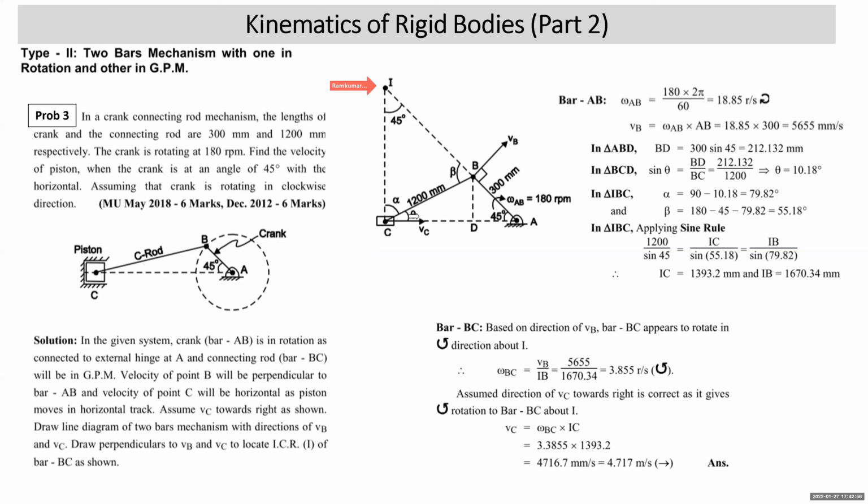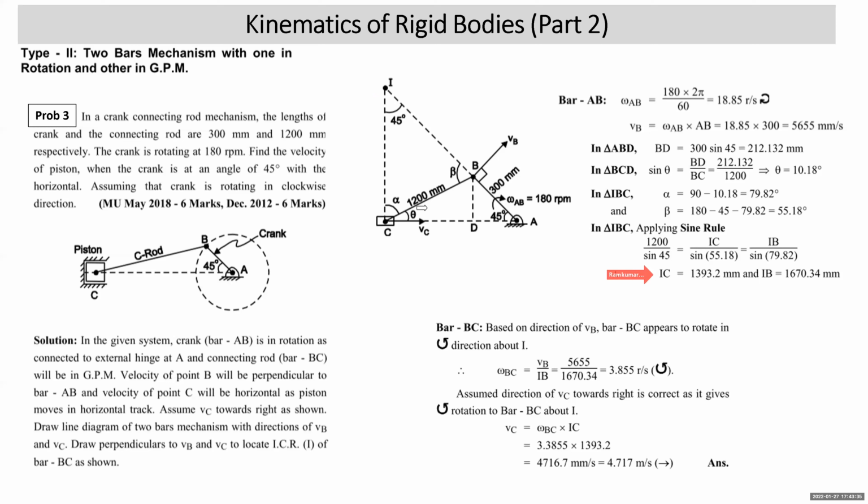Students, now this angle theta we already knew, 10.18. Alpha will be 90 minus theta. We got it, 79.8. Since this angle is 45, this is 90, so this angle is 45. So in triangle BCI, beta angle will be what? 180 minus 45 minus alpha. You get it, beta. Then in triangle BCI, we can apply sine rule, 1200 upon sine 45, BI upon sine alpha, and CI upon sine beta. So all these values have been substituted. We get BI or IB and IC.